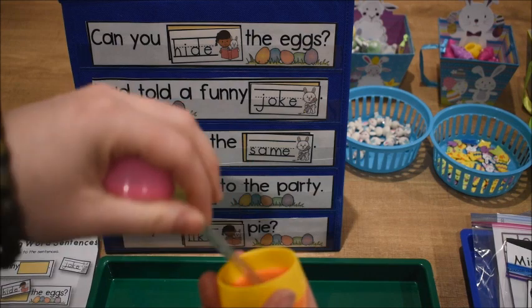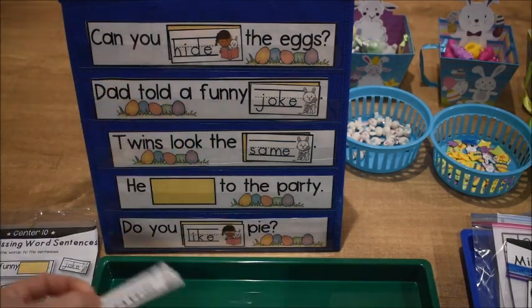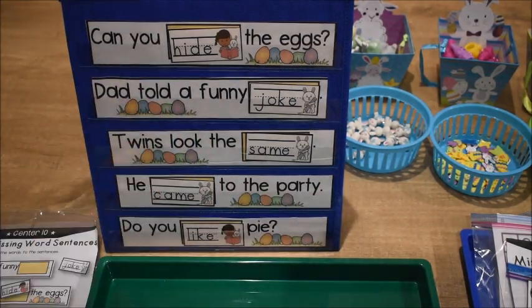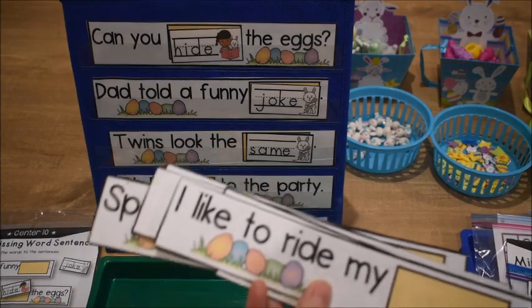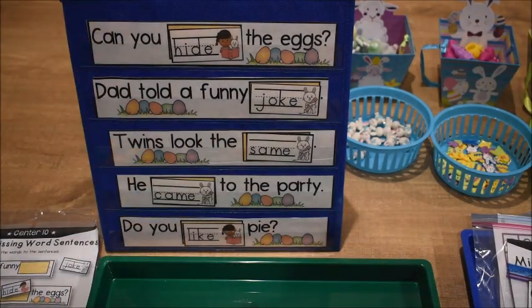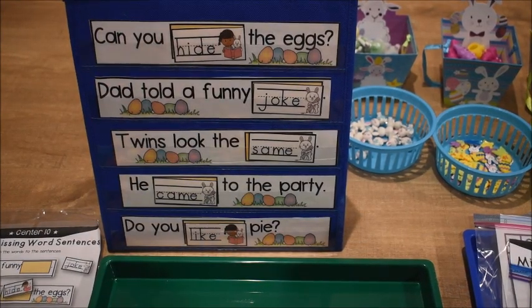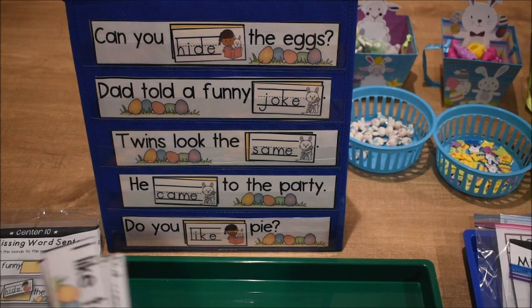And what's in there? Came. He came to the party. So that's how we're going to do this activity. Once you would finish all of those, we'll go on to the next set of sentences. I'll put the next set up, and we will add the rest of the words, and we'll put them in eggs, and we'll continue on.